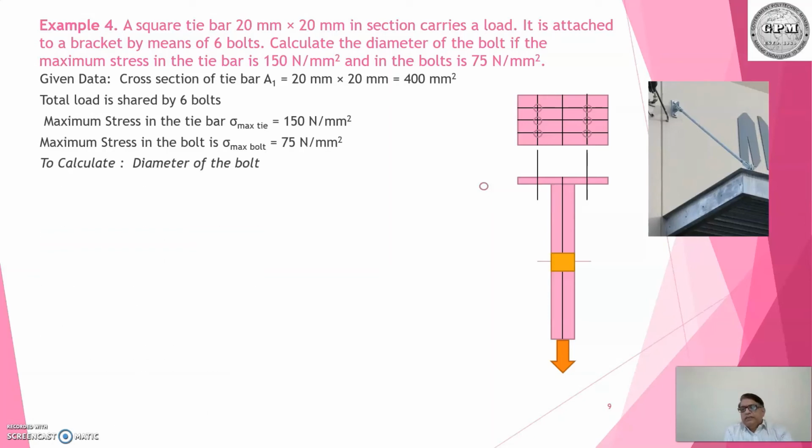Now, to calculate the diameter of the bolt, for this you go through it: has he given the load? No, he has not given the load. So then the background preparation starts. That means the load is what? Load is equal to stress into area. The stress is given, the area is given. In that case, I can find the load. That's how we have to proceed.